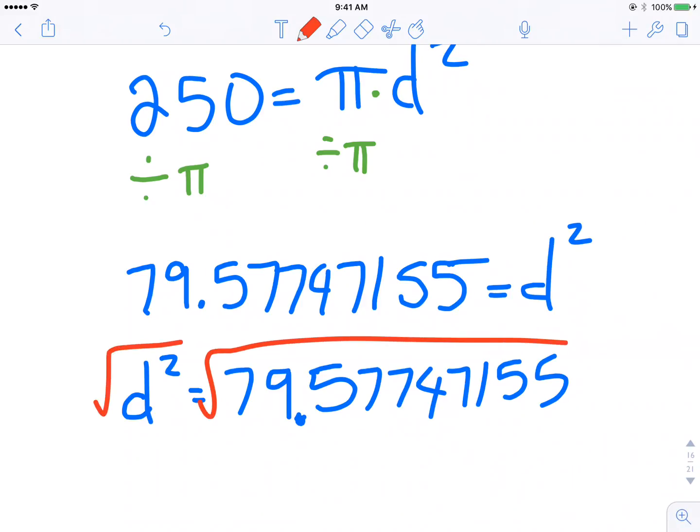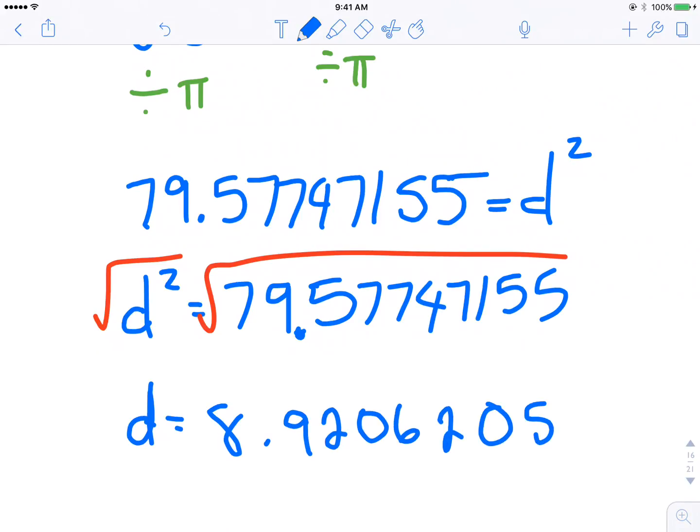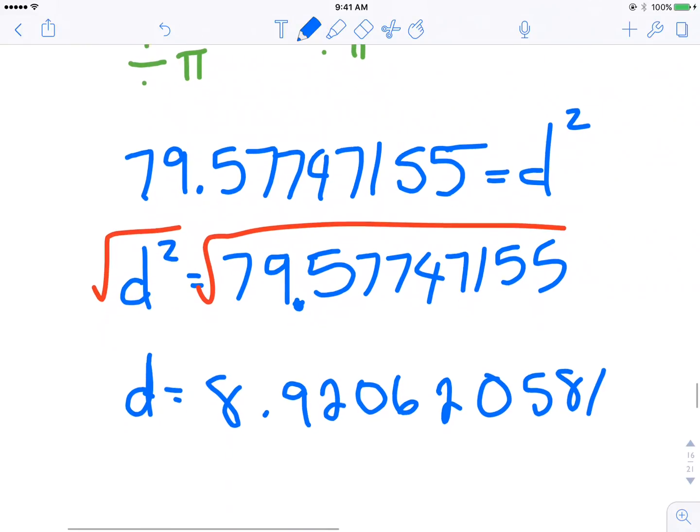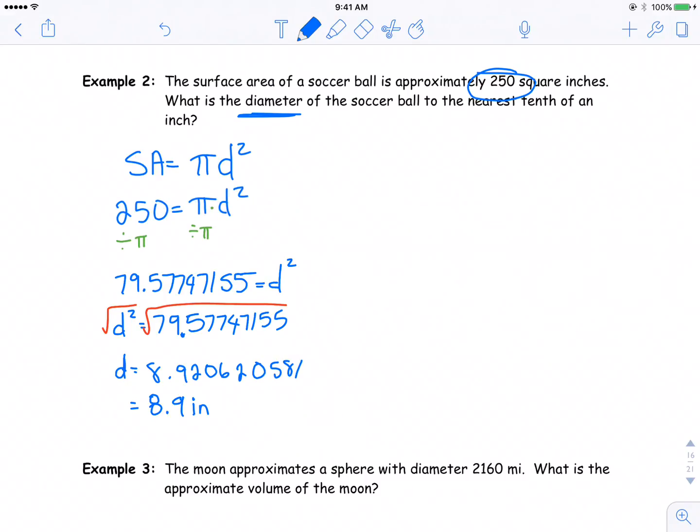There's my number, and in order to get d by itself, I need to take the square root. So I take the square root of both sides. D is equal to second function square root, second function answer, 8.9206205881. It does not tell me what to round to. Oh, nearest tenth of an inch, which is 1 decimal place, is 8.9. My units would be inches. Example number 2.